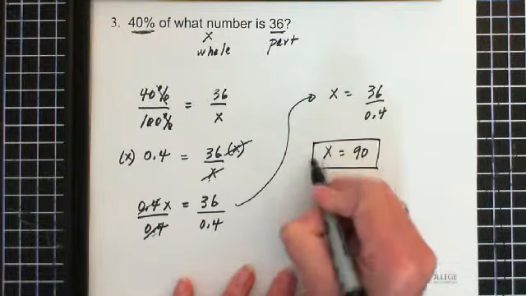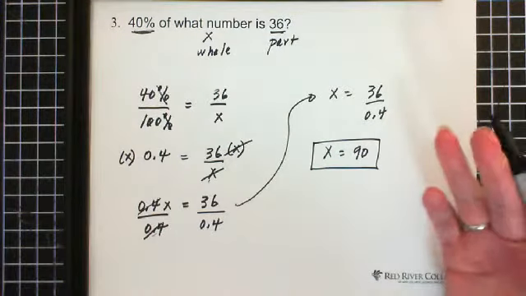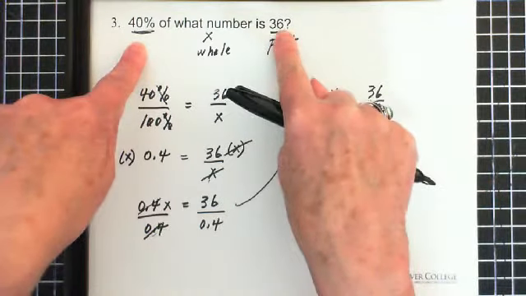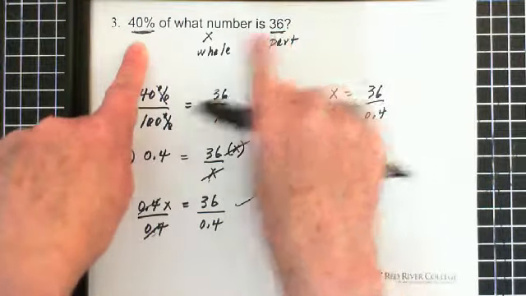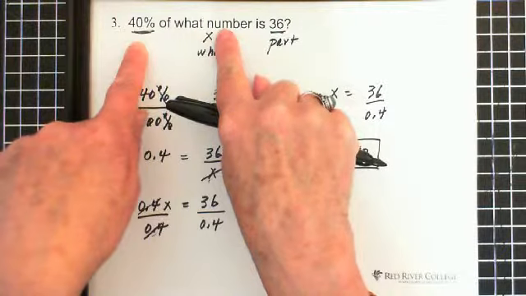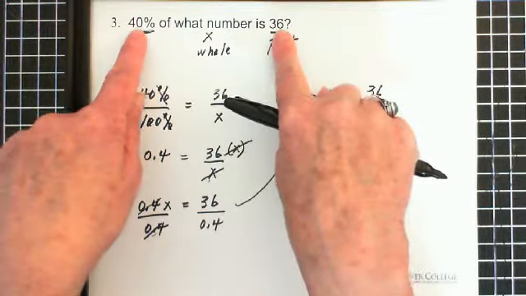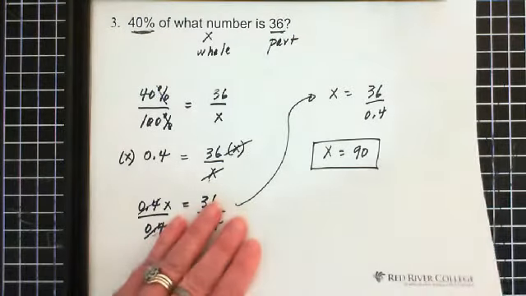Okay. And again, does the answer make sense? We're saying 40% is 36. So clearly the number has got to be fairly large because this is 40%. It's more than double 36. So yeah, that's a reasonable answer.